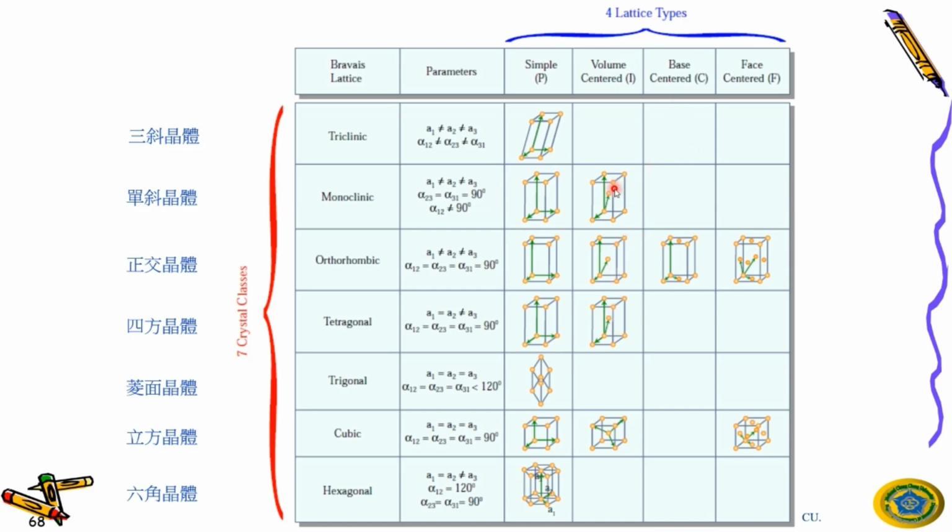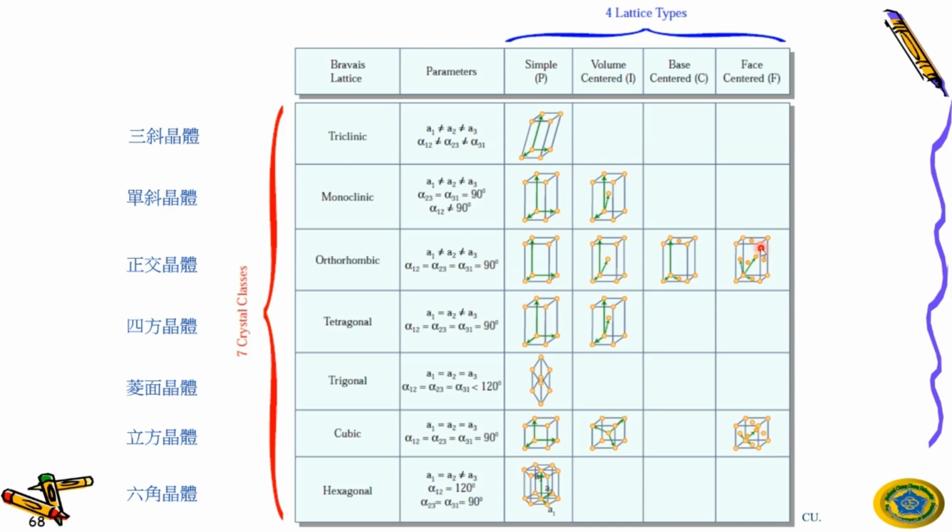There are only 2 types here. And base centered is rare. Base centered is where you put 2 atoms in the top face and bottom face. And the face centered cubic crystal structure is where you put 8 atoms in the 8 corners and you put 6 atoms in the 6 faces.